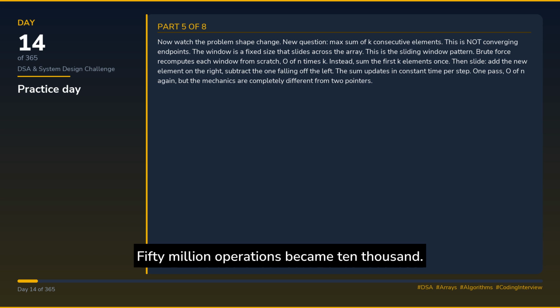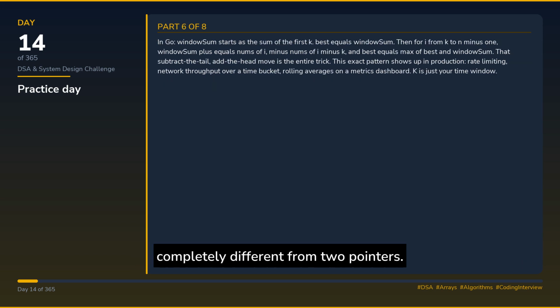But the mechanics are completely different from two pointers. In Go, window sum starts as the sum of the first k, best equals window sum. Then for i from k to n minus 1, window sum plus equals nums[i], minus nums[i minus k], and best equals max of best and window sum. That subtract the tail, add the head move is the entire trick. This exact pattern shows up in production. Rate limiting, network throughput over a time bucket, rolling averages on a metrics dashboard. K is just your time window.